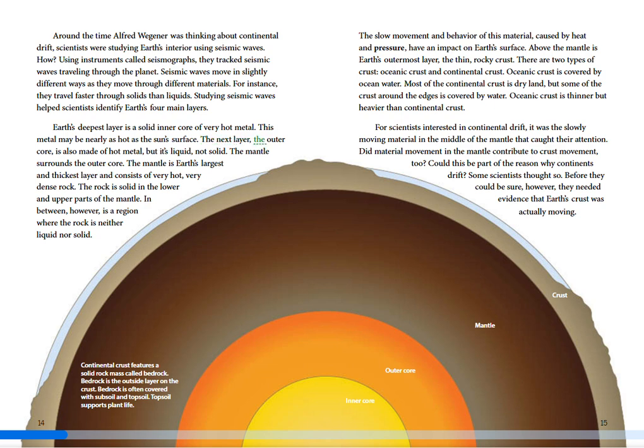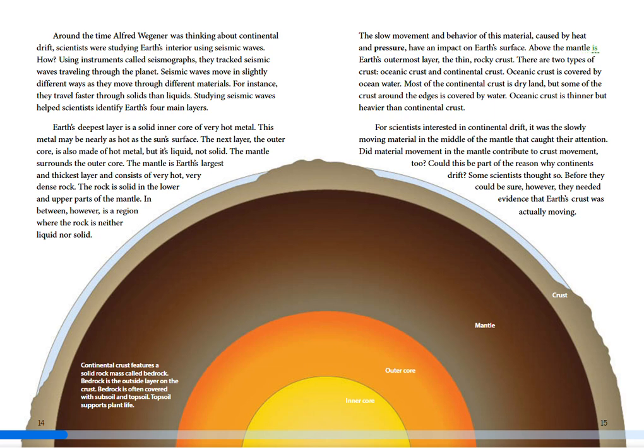The next layer, the outer core, is also made of hot metal, but it's liquid, not solid. The mantle surrounds the outer core. The mantle is Earth's largest and thickest layer and consists of very hot, very dense rock. The rock is solid in the lower and upper parts of the mantle. In between, however, is a region where the rock is neither liquid nor solid. The slow movement and behavior of this material caused by heat and pressure have an impact on Earth's surface.